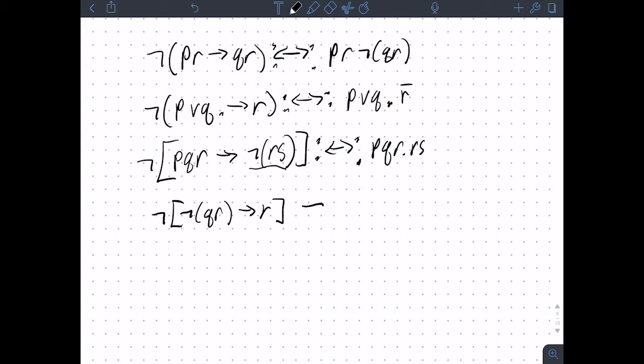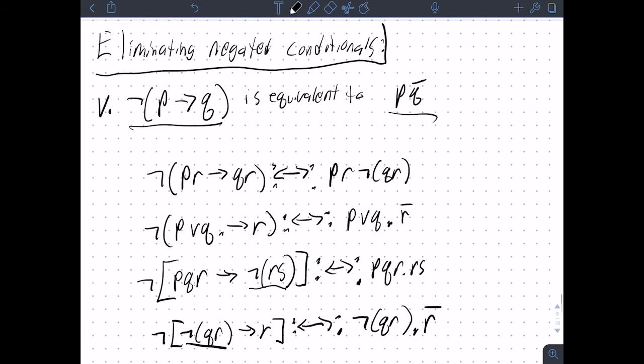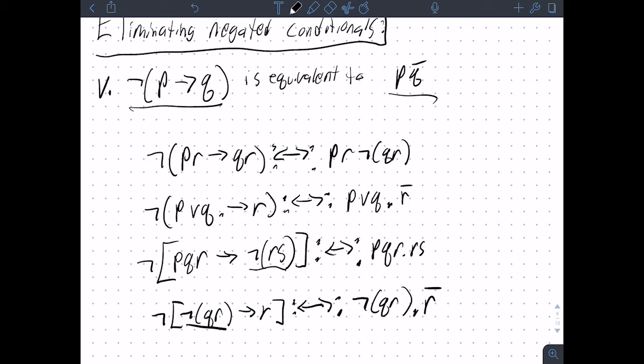So this is equivalent to not Q and R, right? Because it doesn't change, so it's negated here, and we don't double negate the antecedent. We're applying this equivalency rule, right? So it's not Q and R, but we do negate the consequent, so not R. Okay, and that's how we get rid of negated conditionals. They're not that scary.